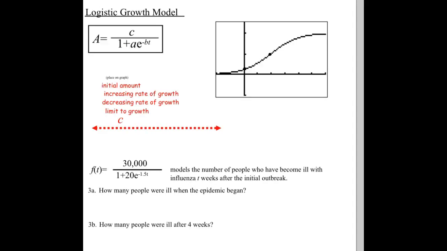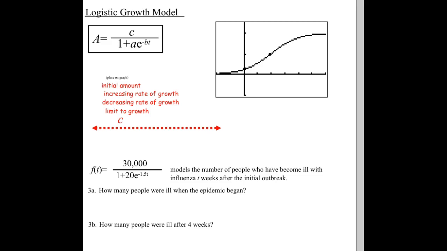All right. Second kind of growth model that we're going to look at today is called logistic growth. Okay, has a more complicated looking equation. It says A equals C divided by 1 plus AE to the negative BT. Okay, lots of pieces in there.